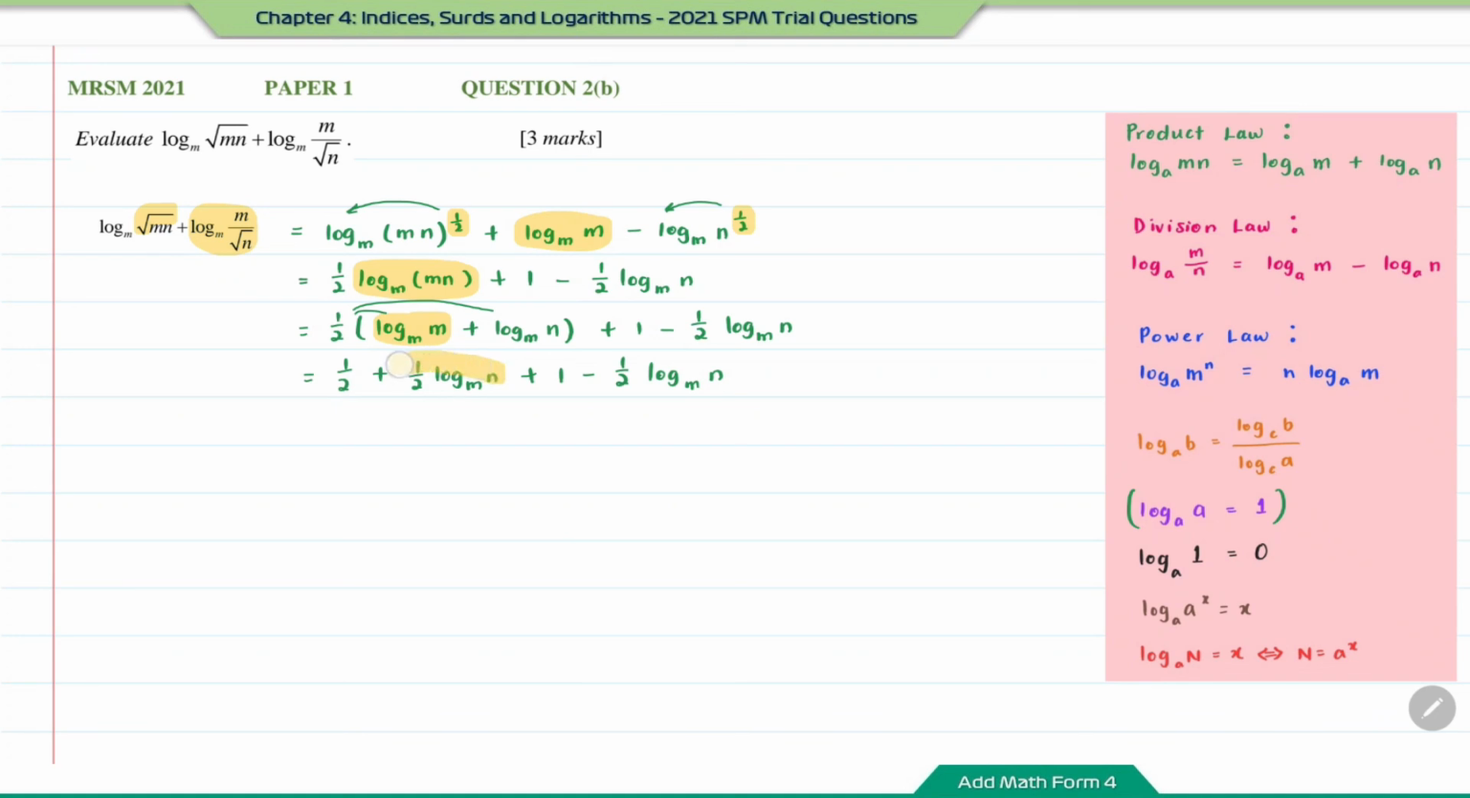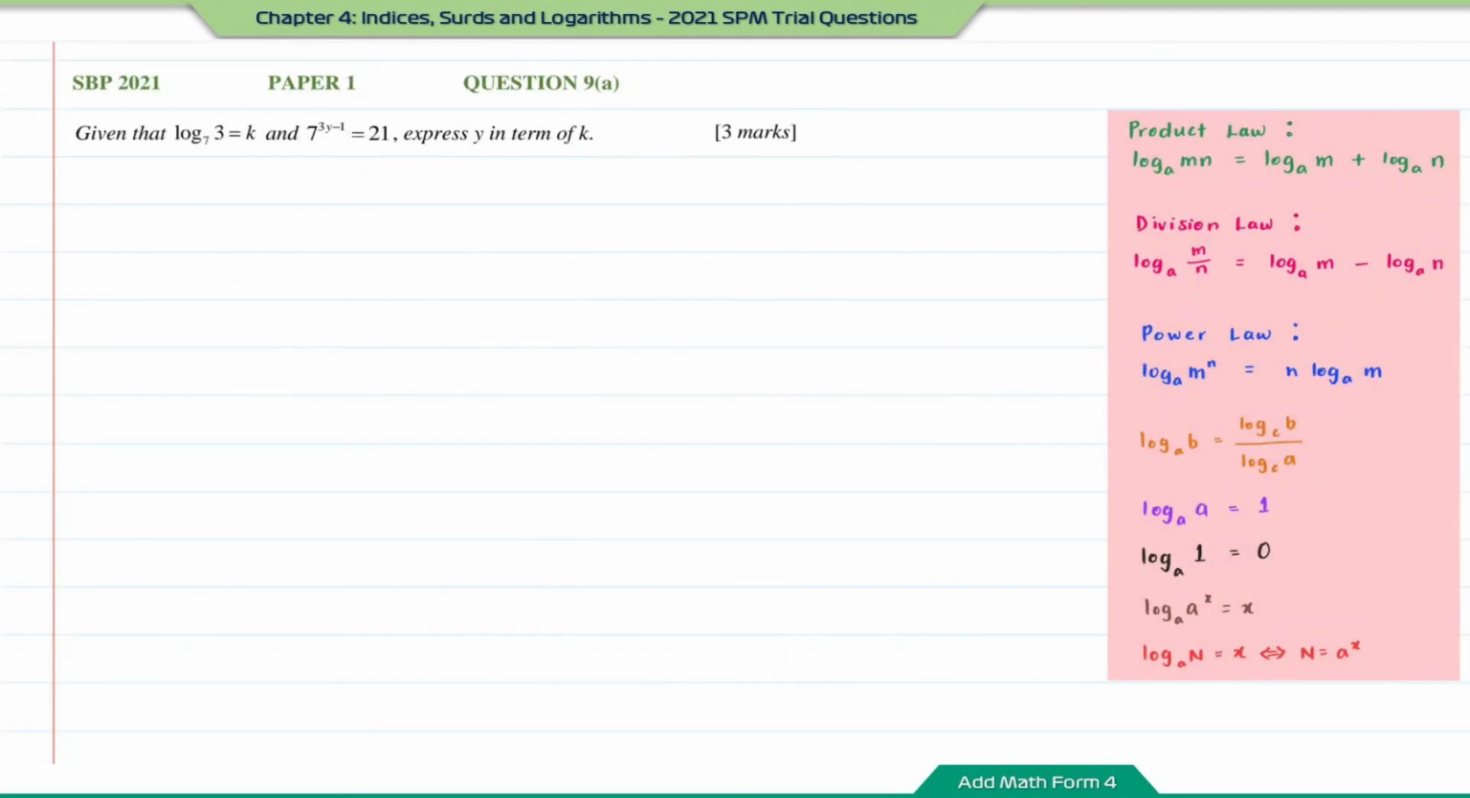So when this positive 1 over 2 log base m of n minus this 1 over 2 log base m of n, it will be 0. Therefore, the final answer is 1 over 2 plus 1. Therefore, you're going to get that it is equal to 3 over 2.